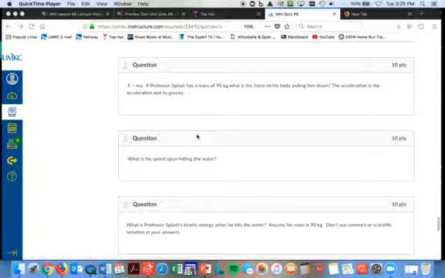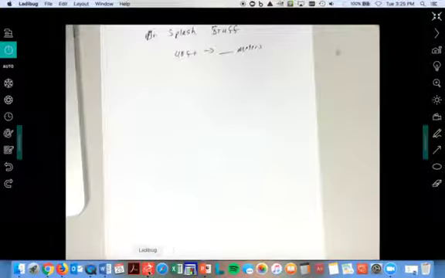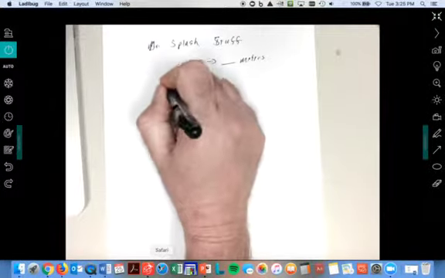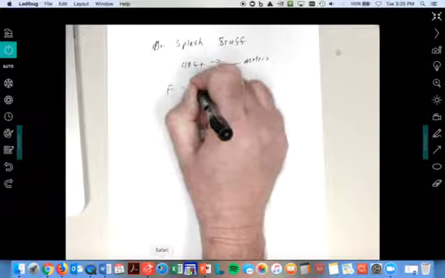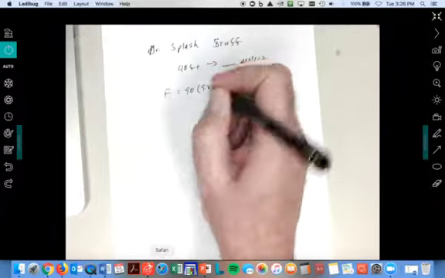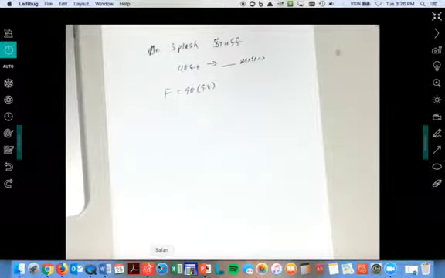So anyway, Professor Splash, 90 kilograms. I'm guessing that's probably around there. The acceleration due to gravity. So what is the force? F equals ma. We know gravity now. So the force would equal 90 times 9.8, and we're going to leave everything in, so that's how you get the force.